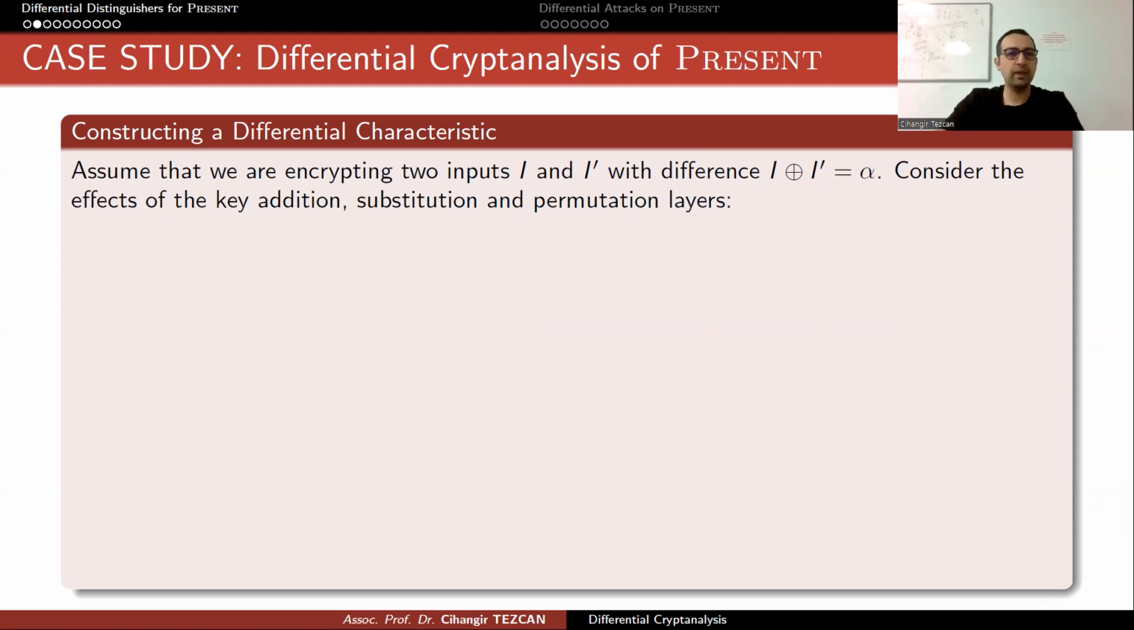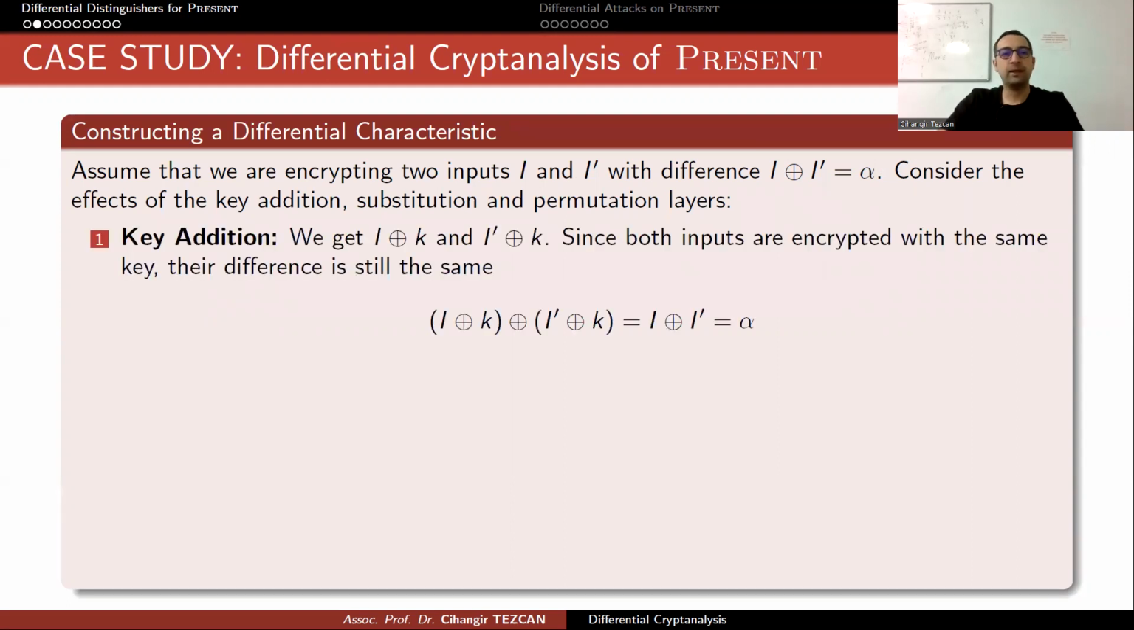This is why we call this a chosen plaintext attack, because we are choosing it, saying that their XOR should be alpha. I'm not imposing any condition on I. It can be anything random, but I prime should be I XOR alpha. We call that XOR operation; it's just modulo 2 addition, so you can take this I prime to here and put XOR here and so on. Now let's consider the effects of the key addition, substitution, and permutation layers.